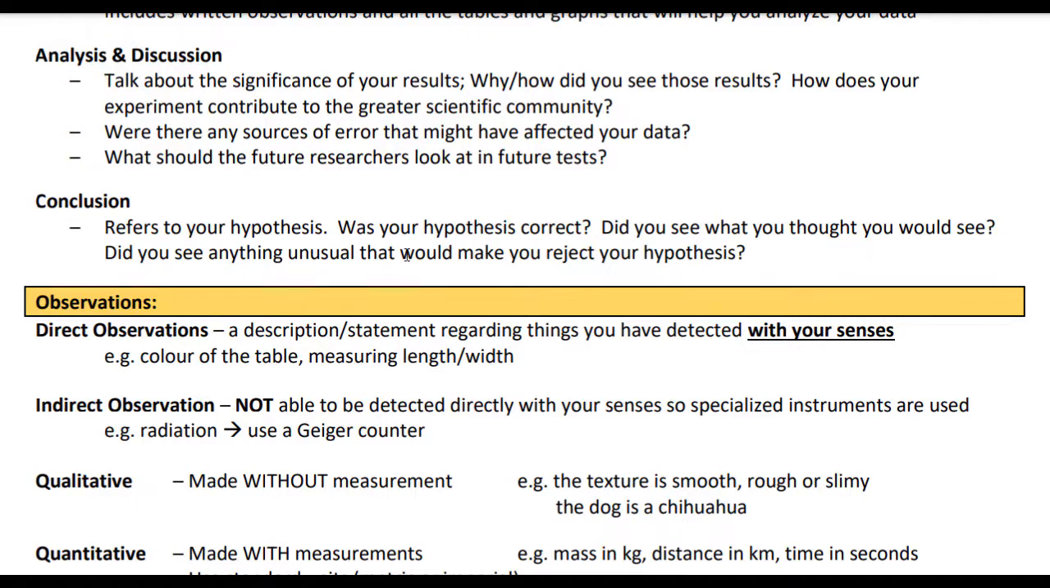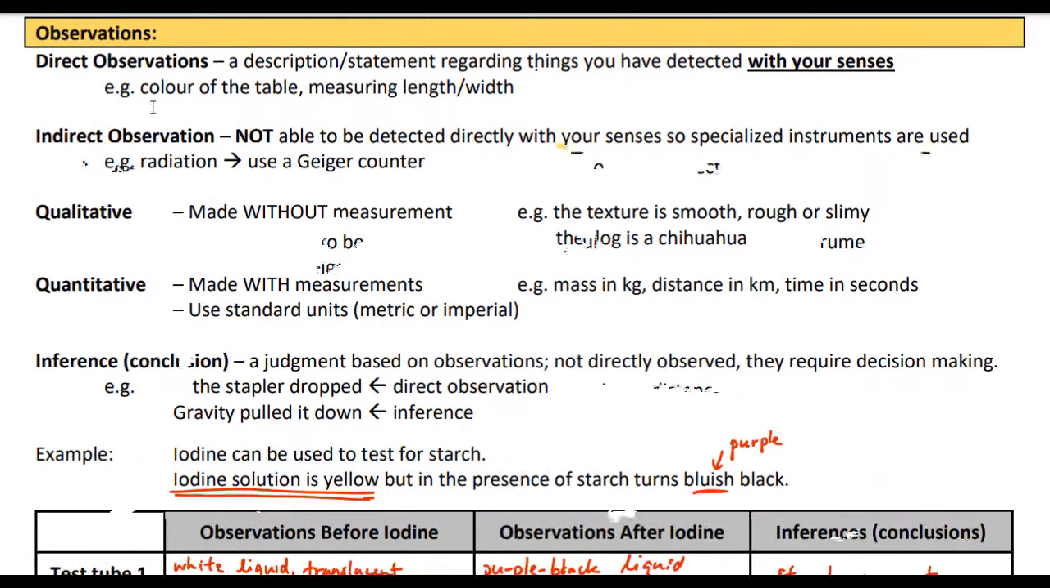Now let's talk directly about observations themselves. Direct observations, you're going to say, this is something that I actually saw myself. So I was able to look at the table and I saw it was gray. I was able to grab a ruler and measure the length and width of an object. You directly saw these things yourself.